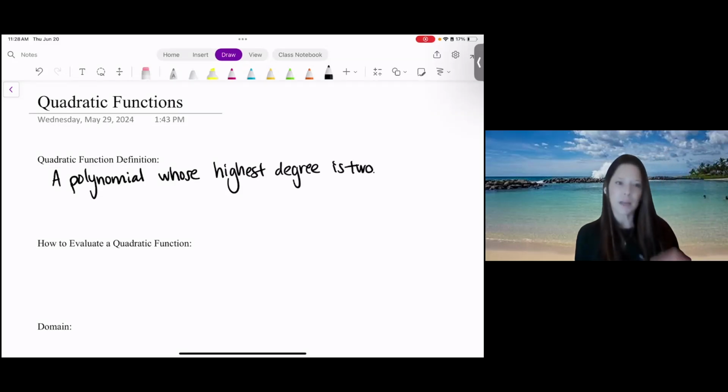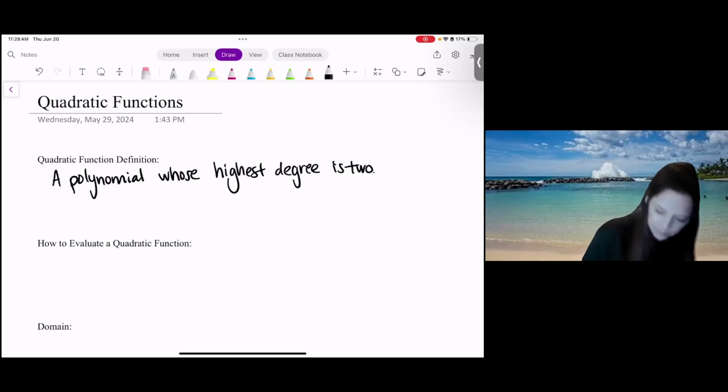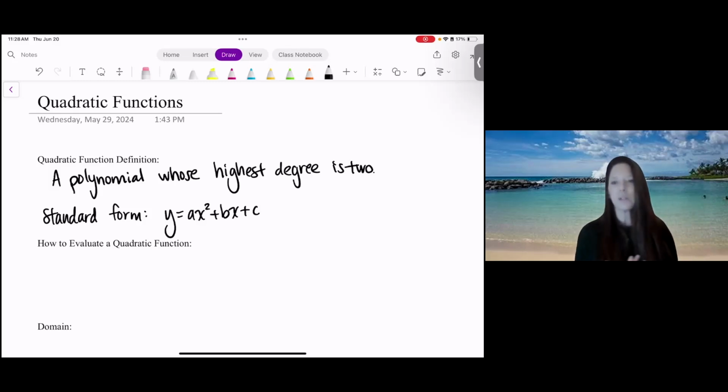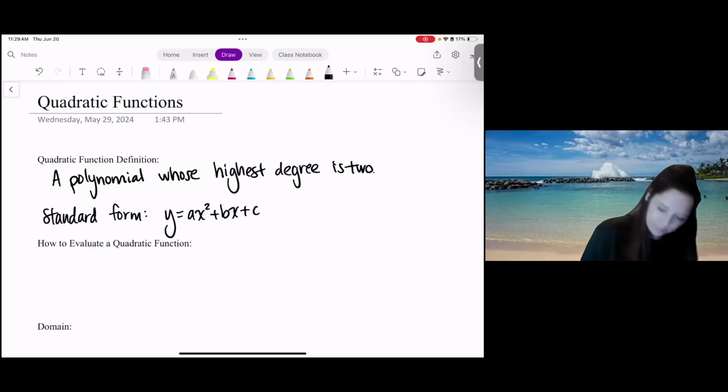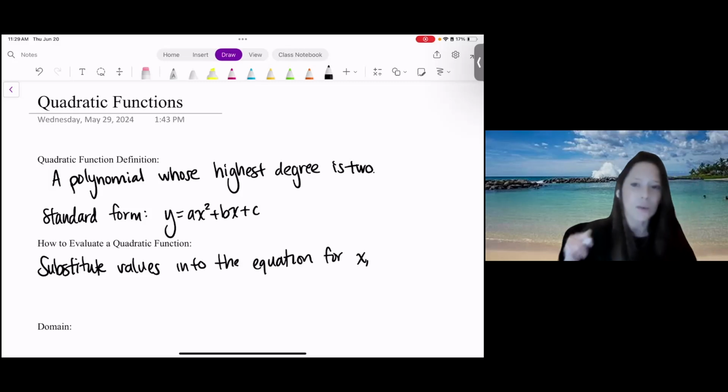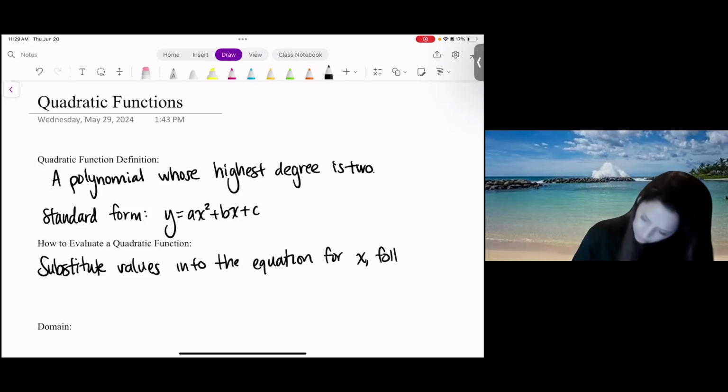Standard form of a quadratic function is y equals ax squared plus bx plus c. In order to evaluate a quadratic function, you substitute in values for the x, and you get out the output of y. And always follow the order of operations.